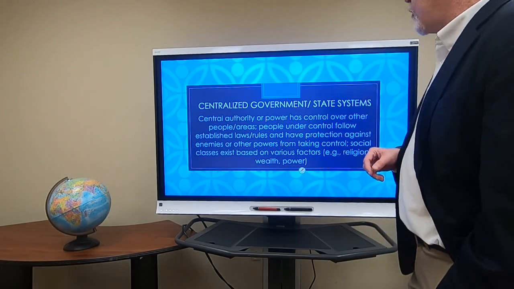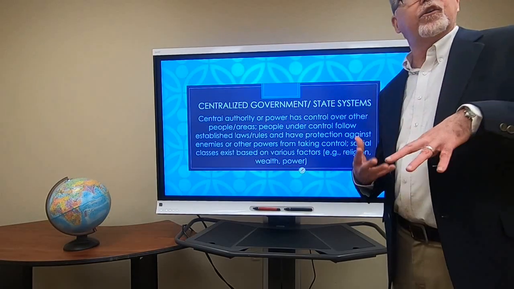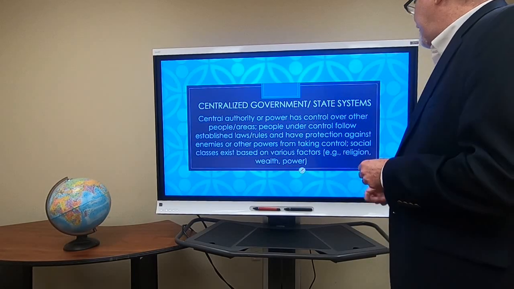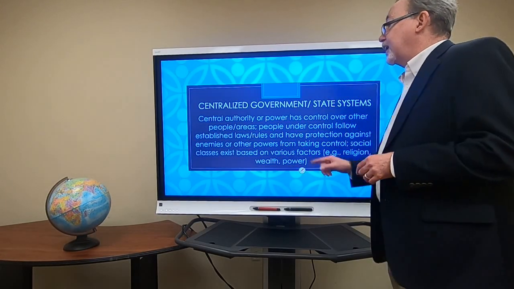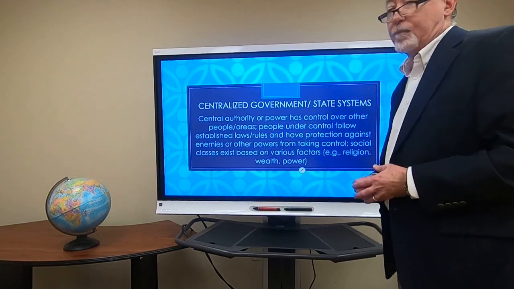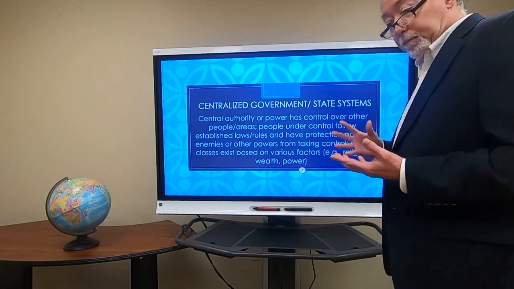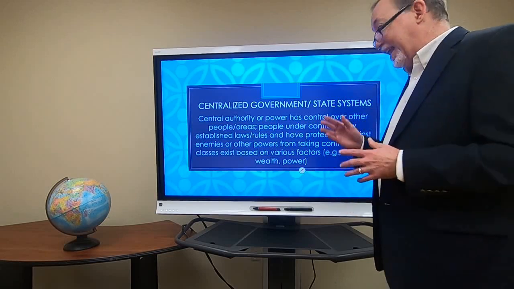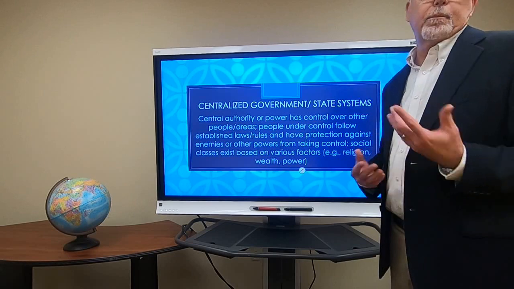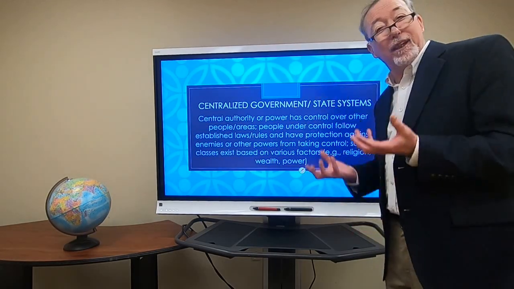Check this out. The central authority or power has control over the people in the area. The people who are under control of that government, they're going to follow those laws, those rules, like we said. And here's the thing, they're going to be protected against enemies who may come from outside their civilization. The government's going to make sure that they're protected, they're taken care of. There may be different classes of people in the civilization, and this can be based on a number of different things. Wealth, it can be religion, it can be who's most influential.